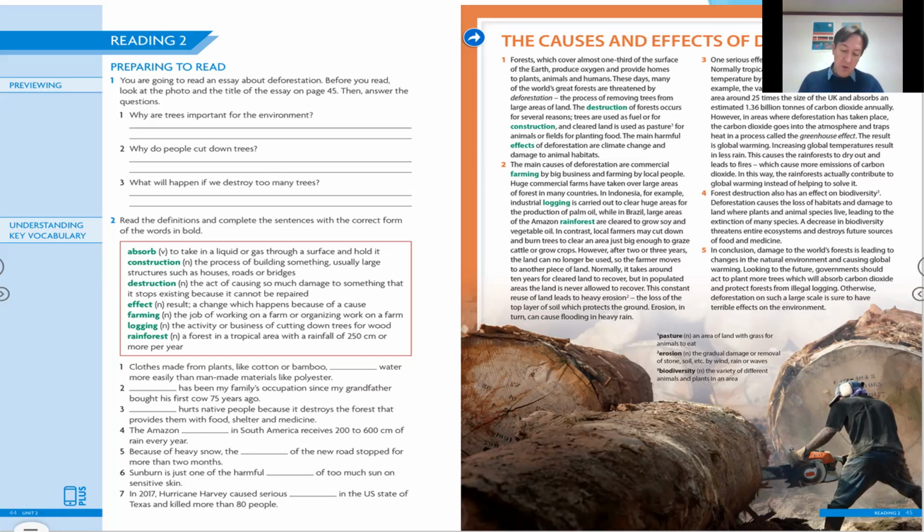Right, number 2 is erosion. If you look at the word definition, erosion means the gradual damage or removal of stone, soil, etc. by wind, rain, or waves. Erosion.